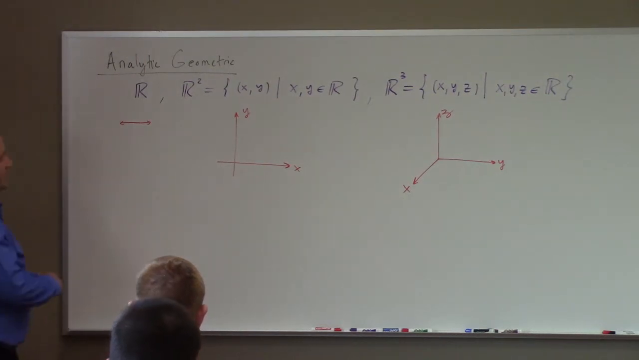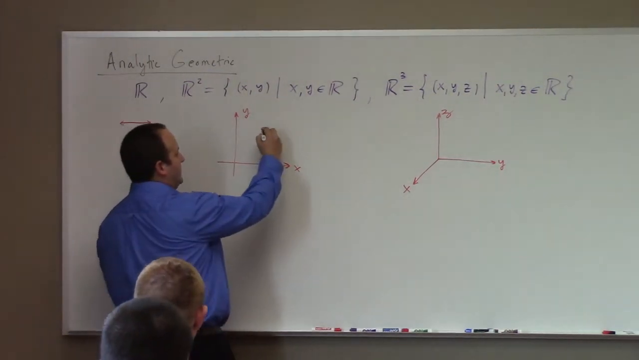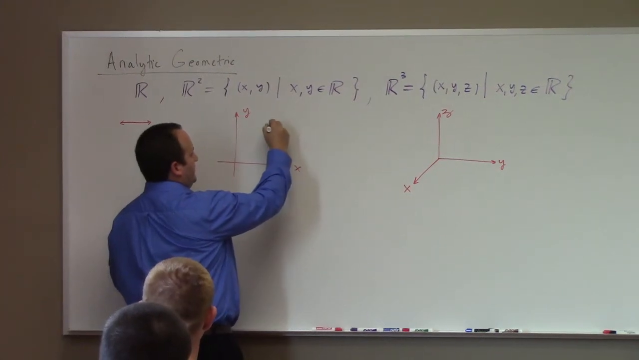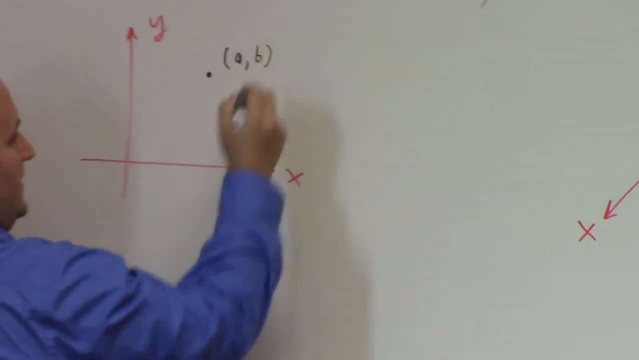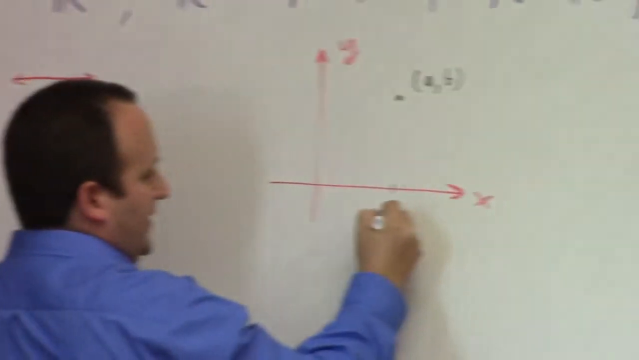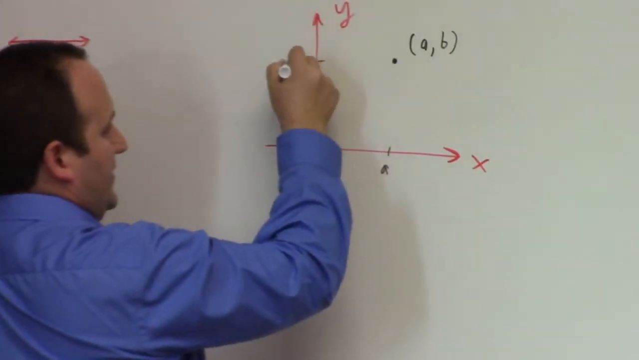So any point in 2 dimensions, what does it look like here? You pick a point. So we can go A comma B, right? What does that mean? That means that we've gone A out this way, and we've gone B out this way, right?